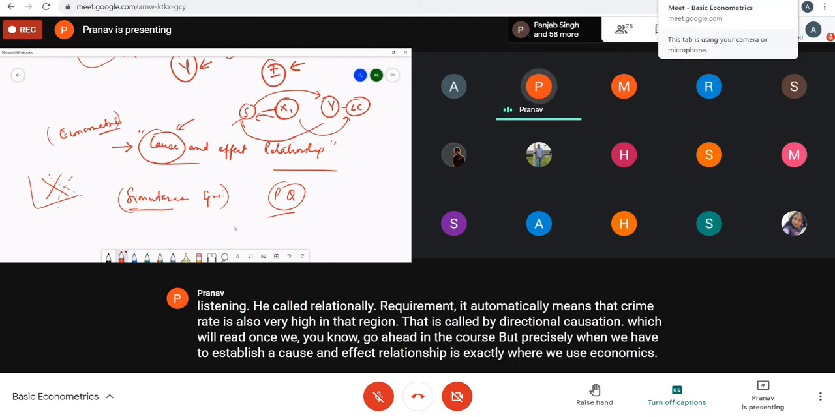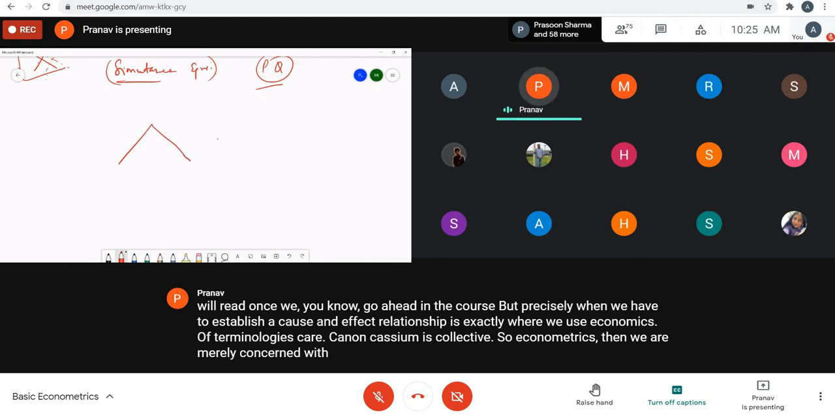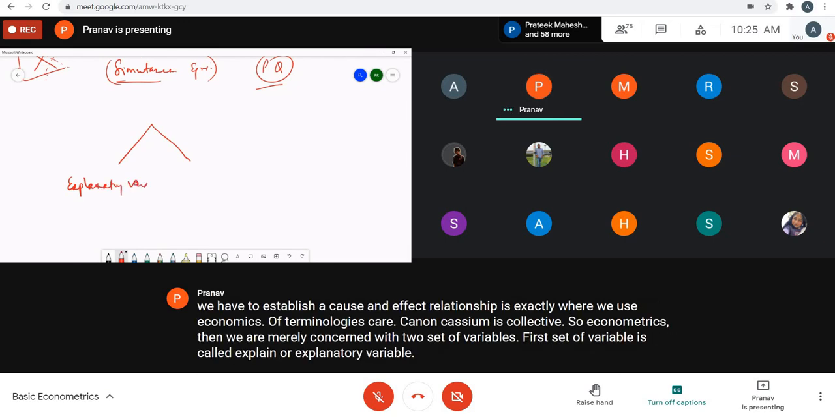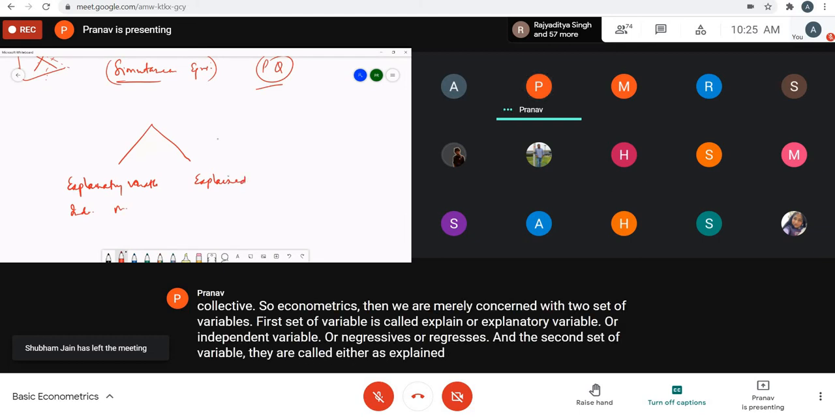Now what are the terminologies, how do we write them, how do we understand them? So in econometrics we are mainly concerned with two sets of variables. The first set of variables is called the explanatory variable, or independent variable, or regressors. And the second set of variables is called either explained variables, or dependent variables, or regressands.